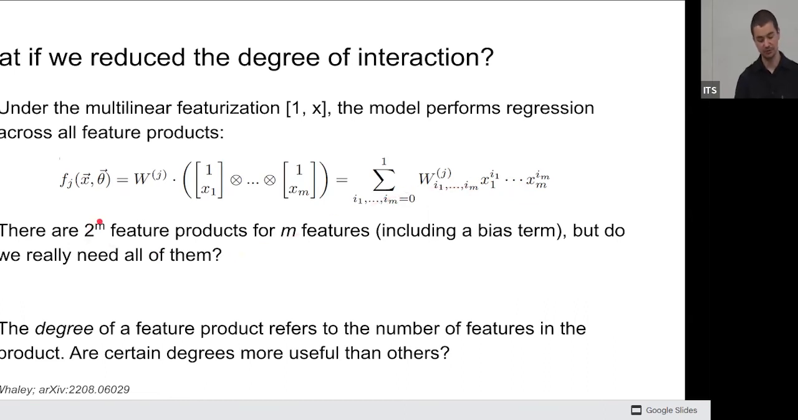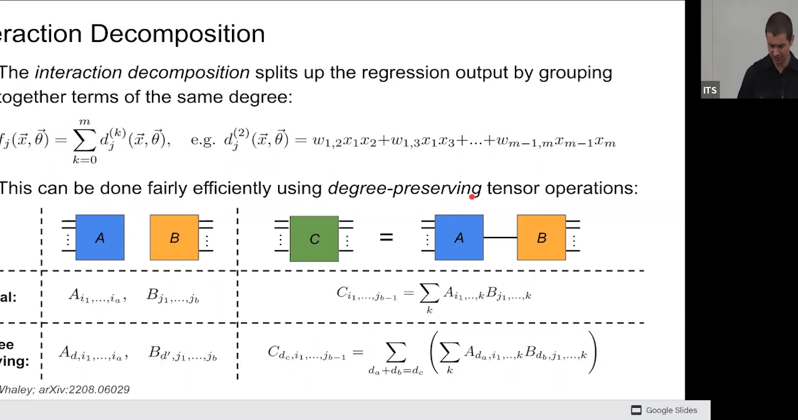There's 2 to the m of those total. So it's a big space if all of it is being used. And what I'm interested in is how does the degree, which is the number of features in your product, how does the degree of feature product influence the utility or usefulness of those regressors in your overall model? That's the question.